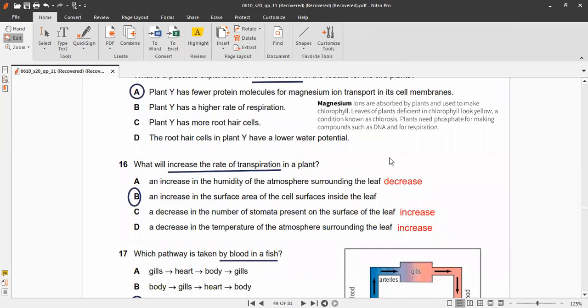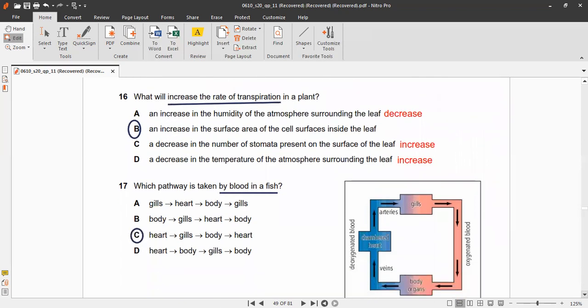What will increase the rate of transpiration in a plant? Increase humidity? No, that decreases the rate of transpiration. So A is not correct. Increase the surface area of cell surface inside the leaf? Yes, that increases the rate of transpiration. So the correct answer is B. Decrease the number of stomata? No, because decreasing the number of stomata decreases the rate of transpiration. Decrease in temperature? No, decreasing temperature decreases the rate of transpiration. The correct answer is B.